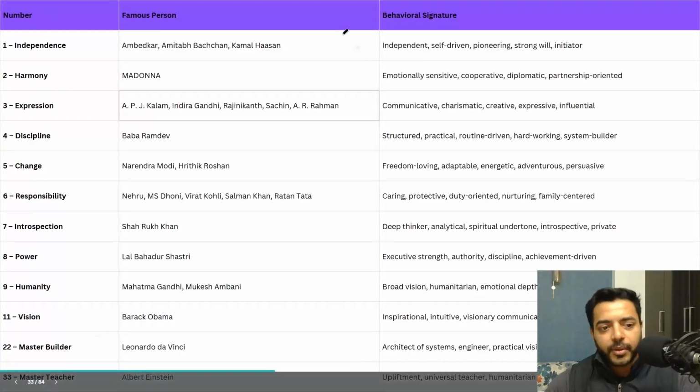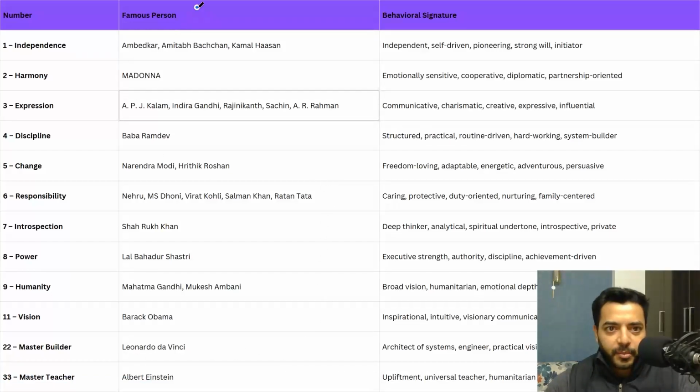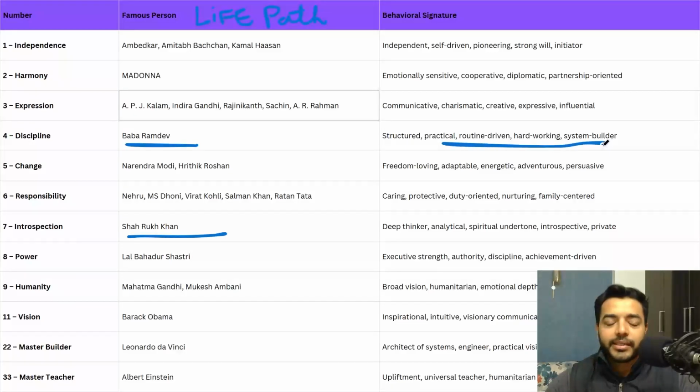So again, we are back to the same chart wherein the idea of the famous person has been with the life path number. I created this with life path numbers because that is the most important. Shah Rukh Khan has a life path number of 7, right? Baba Ramdev has a life path number of 4 because Baba Ramdev was structured and he built his venture, his enterprise from a very small thing to a very huge business, thousands of crores. He's hardworking, he's a system builder, so he has a life path number of 4.